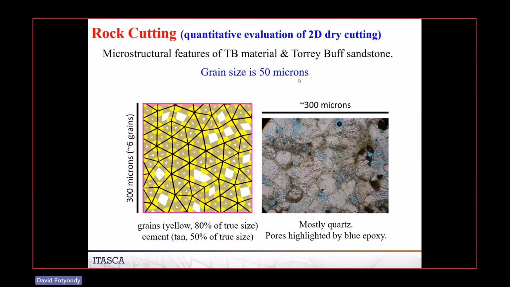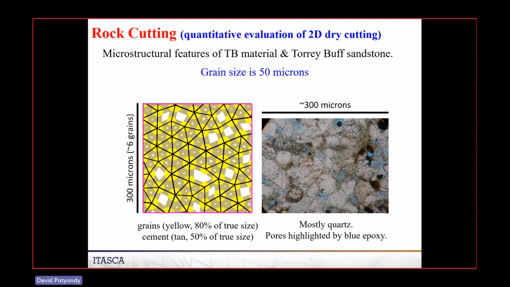So ideally, we would like to make a bonded system, and we're going to say each grain is a disk. And so we'd like to make those grains be about 50 microns too. And you're going to see we do. This is the correlation. This is 300 microns. This is 300 microns. So this is the system we're building, okay?